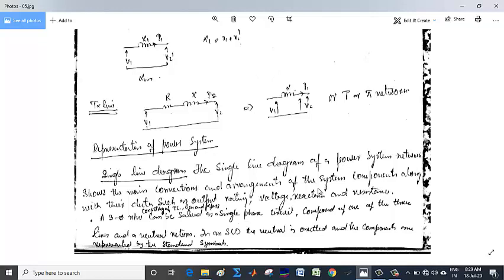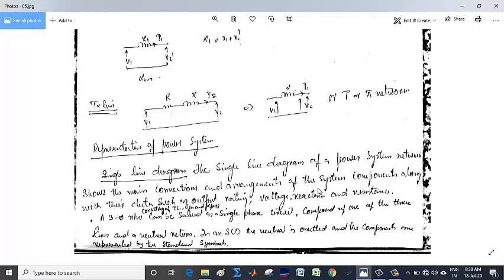For example, if we have calculated the power, we can multiply by three to get three phase power. If we calculate the phase voltage in case of a star connected system, we can multiply by root 3. Similarly for current in case of a delta connected system, you know all these things.